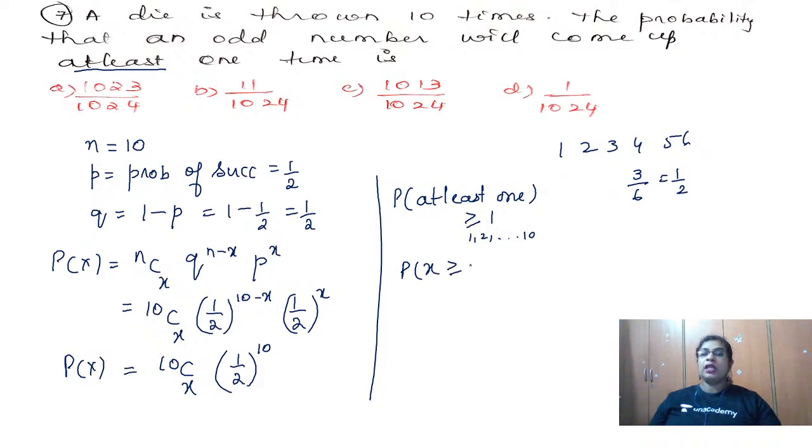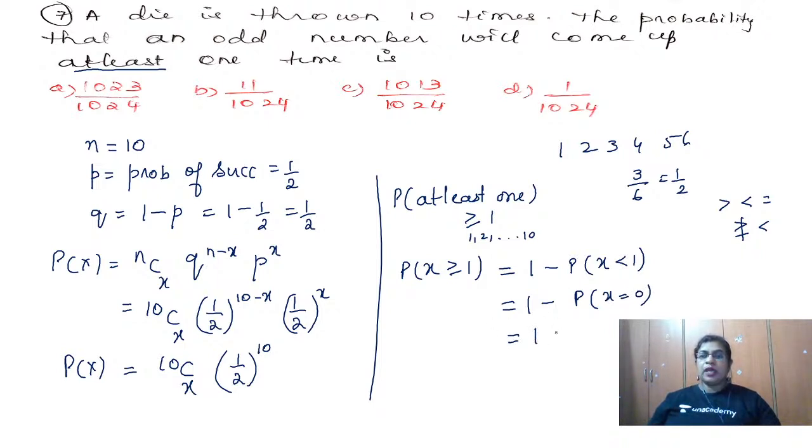Probability of x greater than or equal to 1 is equal to 1 minus, which is a sign opposite to greater than or equal to. I know 3 signs. One is less than, greater than, and equal to. So if I ask you greater than or equal to's opposite, it should be only less than, right? The complement. So P of x greater than or equal to 1 is equal to 1 minus probability of x less than 1. And which is a number less than 1? It is 0. So therefore it is 1 minus probability of x is equal to 0.